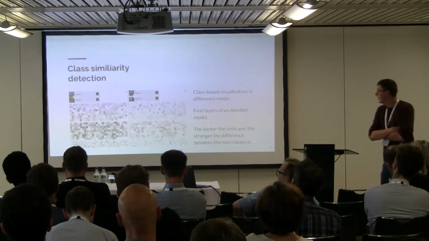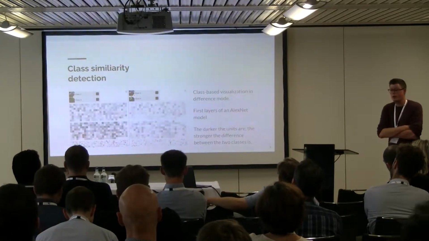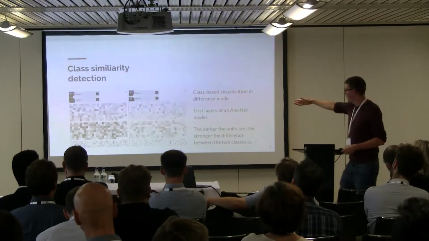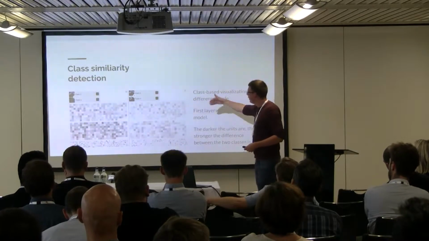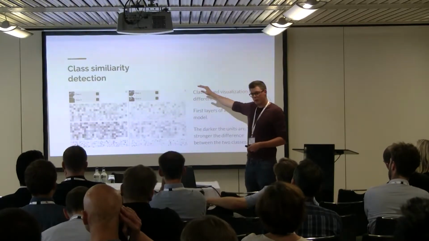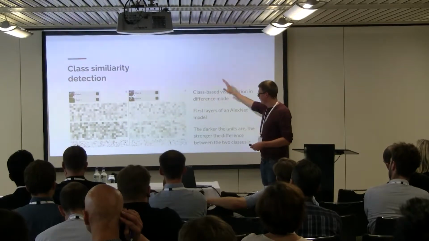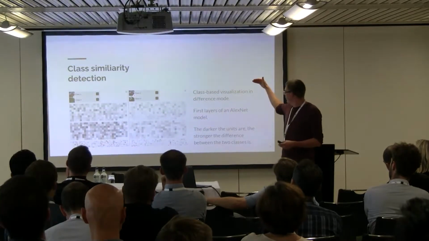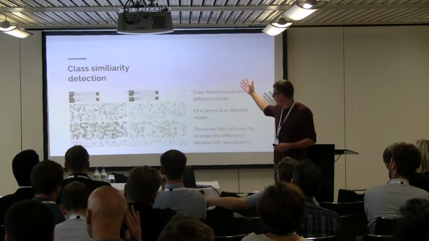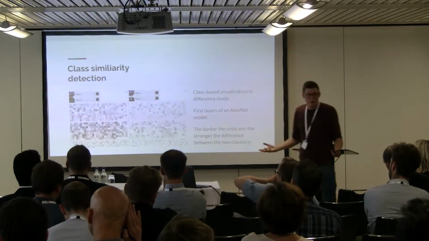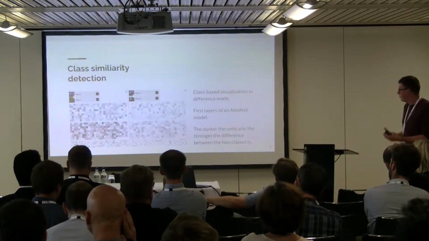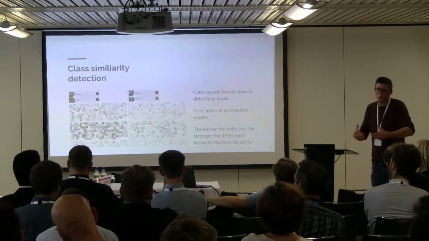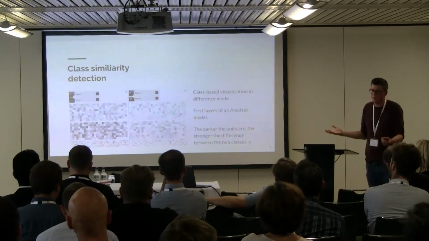So, class similarity detection. For this use case, we typically use the difference mode. For example, in this picture, we can see that we put class 1 versus class 3 in difference mode, and in the other column, class 1 versus class 9. This is the CIFAR10 dataset, so class 1 is automobile, class 3 is cat, and class 9 is truck. It's logical to think that class 1 and class 9 would be pretty similar, because they're both vehicles, unlike class 3, which is an animal.